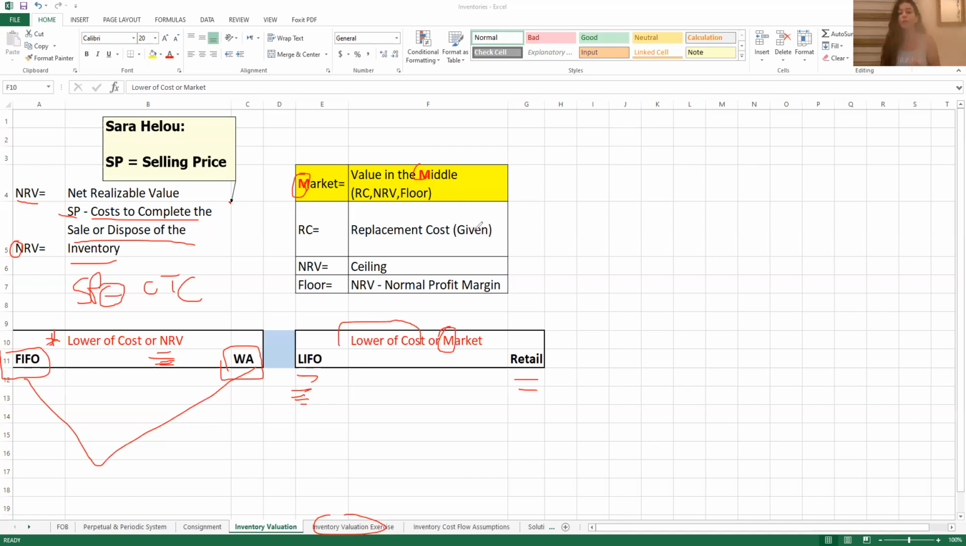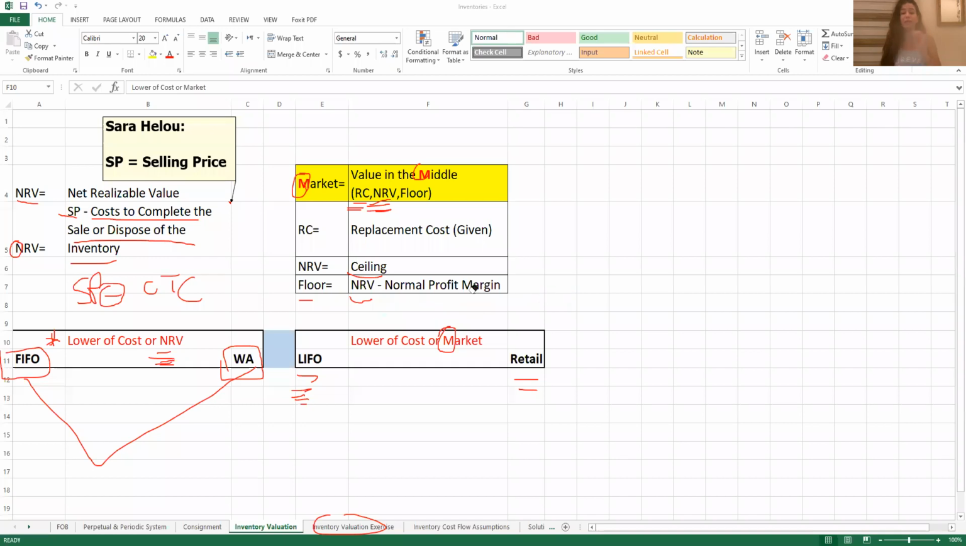The value in the middle is found by comparing three things: the replacement cost, which will be given to you; the net realizable value, which might be given to you, and in case it's not, you can simply calculate it by subtracting the cost to complete the sale or disposal of the inventory from the selling price. It's also called the ceiling. And the floor, which is the difference between the net realizable value and the normal profit margin. So that's N minus N, that's the floor: net realizable value minus normal profit margin.